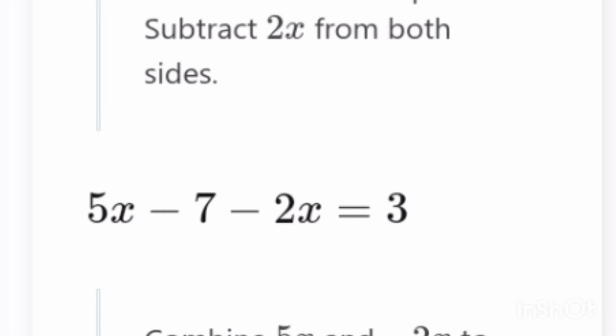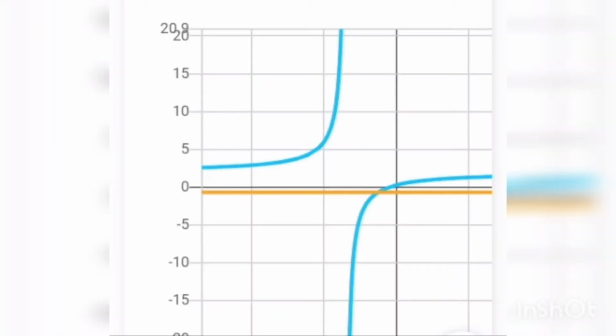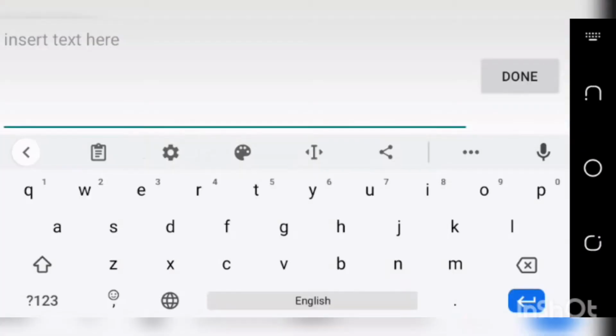5x minus 7 minus 2x is equal to 3. We have to rearrange the values and solve it. 5 minus 2 we get 3, and we have to replace the sign of the greater value, that's why plus 3x. And now we can plot a graph to show the relation between variables x and y. Now I am performing a question for you on the live screen.